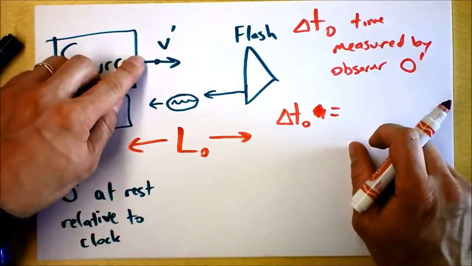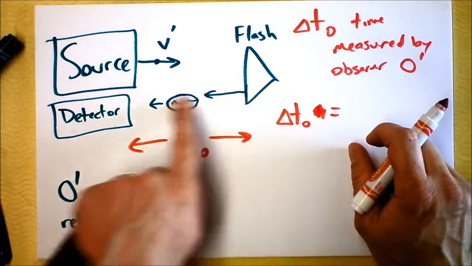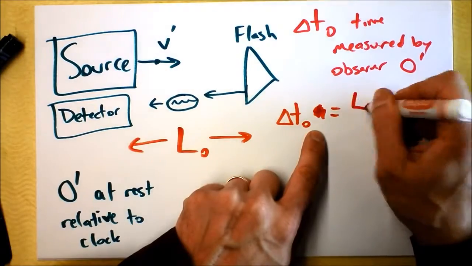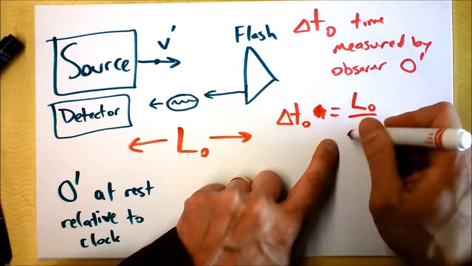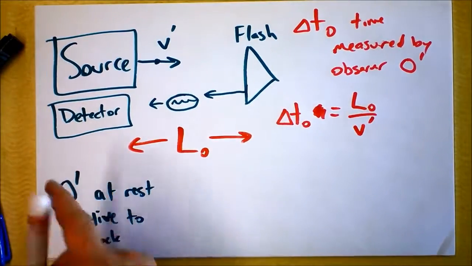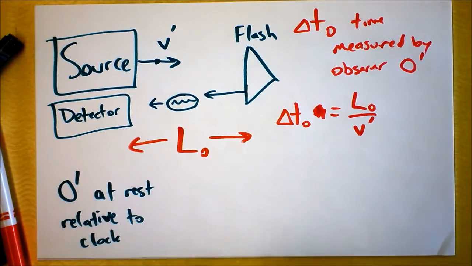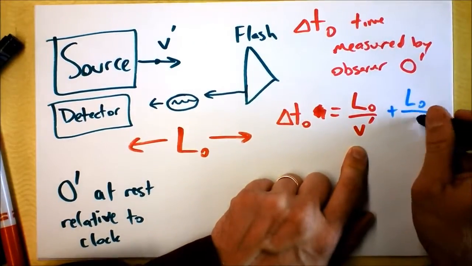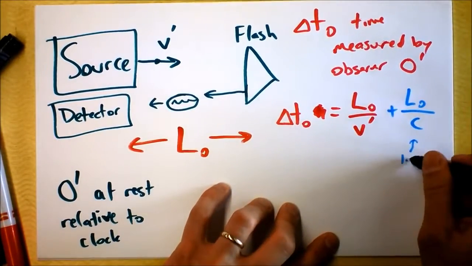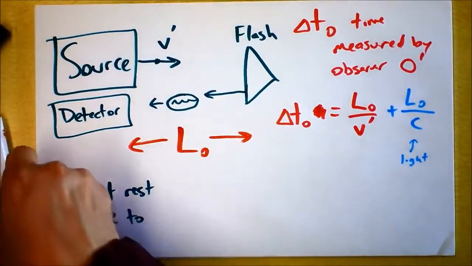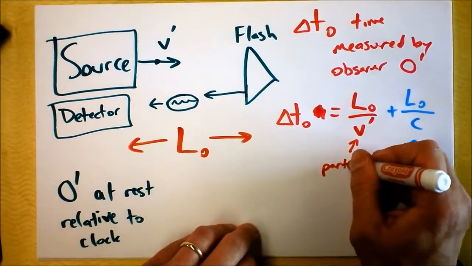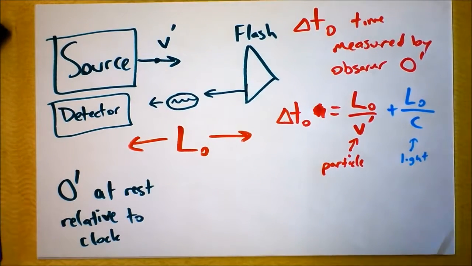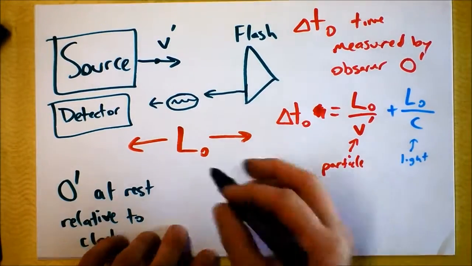That time is going to be the time that the particle takes to get to the flash, plus the time that the photon takes to get back to the detector. And those are the same distances, so to get those times, you're going to have to take the distance and divide it by the velocity. So here's v prime, the velocity of the particle, as seen by an observer O prime, and then I'm going to add that to the time that it takes the photon to get there, which is just L naught divided by c. So here we have light time to go across that L naught, and here we have particle time. Particle time, light time. Which one's longer? Okay, you figure it out. But along comes Mary. And Mary is observer O.